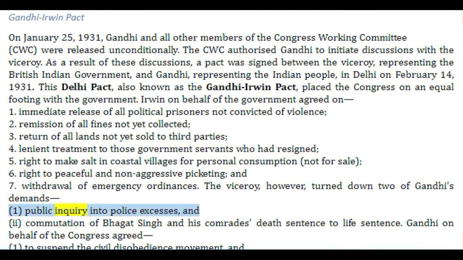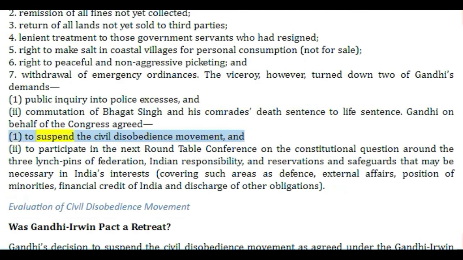1. Public inquiry into police excesses, and 2. Commutation of Bhagat Singh and his comrades' death sentence to life sentence. Gandhi on behalf of the Congress agreed, 1. To suspend the civil disobedience movement, and 2.